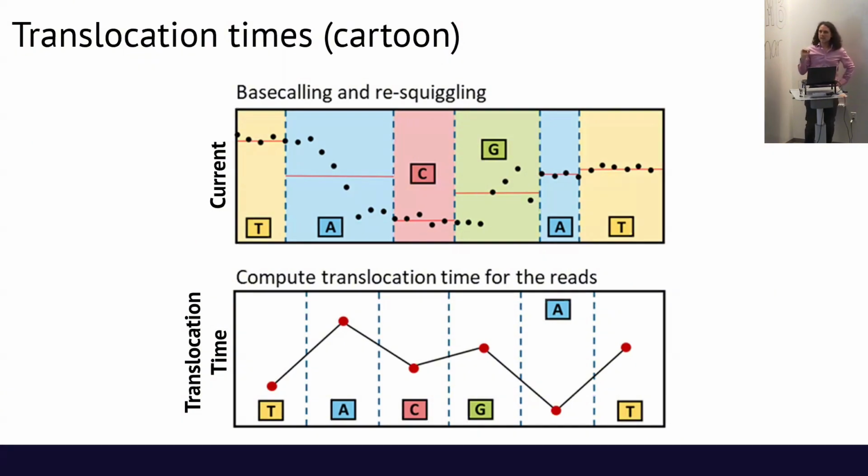So what we do is we translate that into what we call translocation time. So how long does it take to translocate one base out of the pore and move one base in? And that's literally just the number of measurements that are taken per base move. And since we have the frequency, we can compute the time.